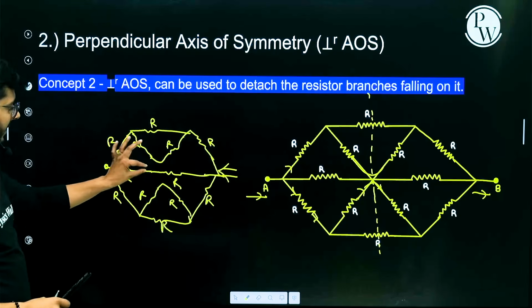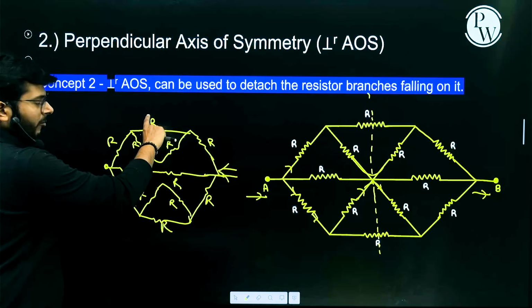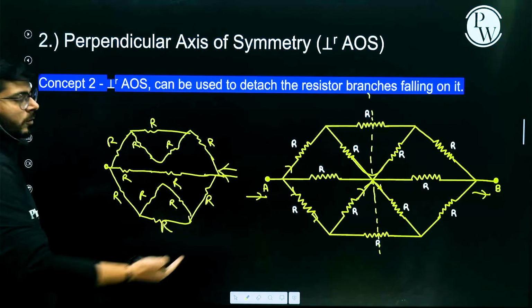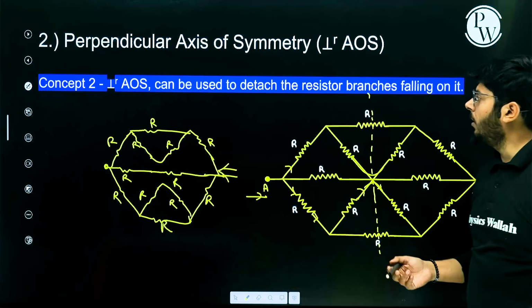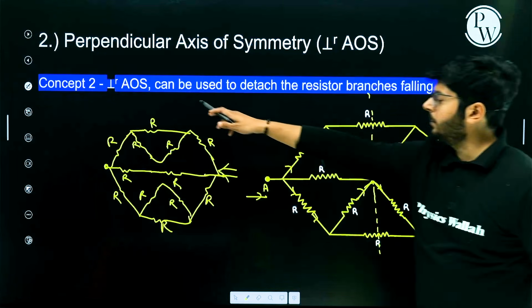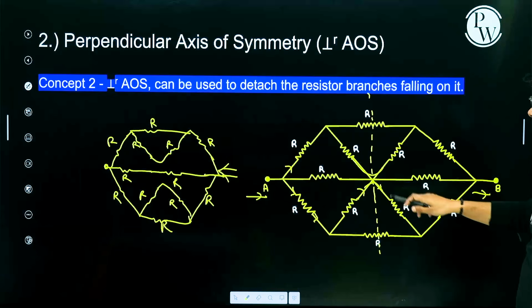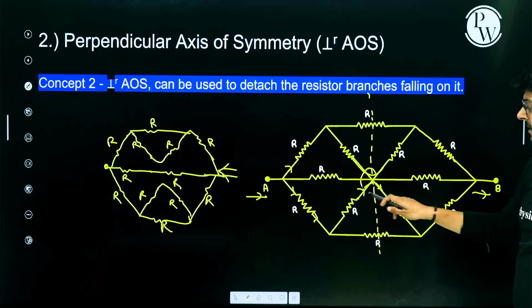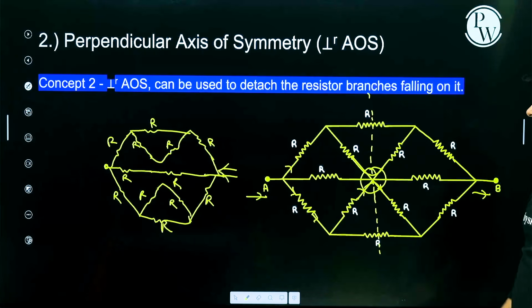You see that by detaching it, the whole thing becomes very simple. These two are in series and then it will become parallel with the third one, and you can further solve it by successive reduction. So this is how we can go about it. At a perpendicular axis of symmetry, we can use it to detach the resistor branches falling on it, because the current does not divide at those places.